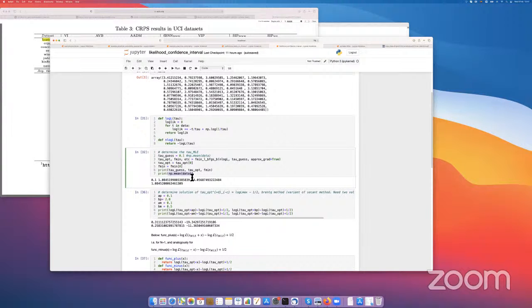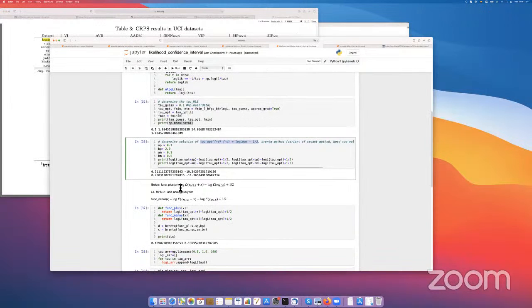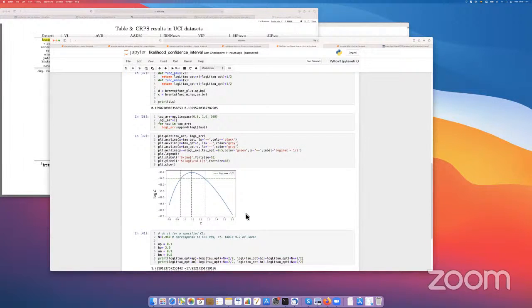For this particular example, just take the mean here. And then I want to find the solution of this equation, for the upper limit and for the lower limit. I showed you this before. In general, the likelihood is in blue here as a function of tau. And then I want to extract these values, these intersections, this one and this one.